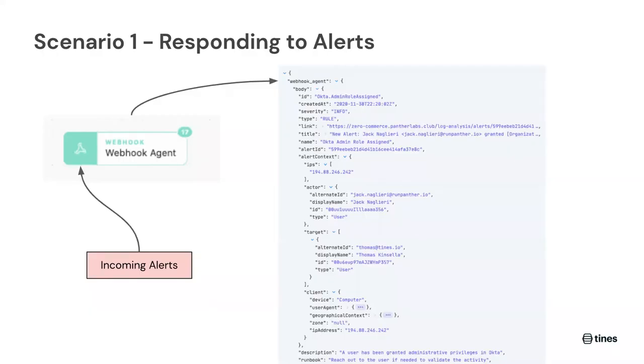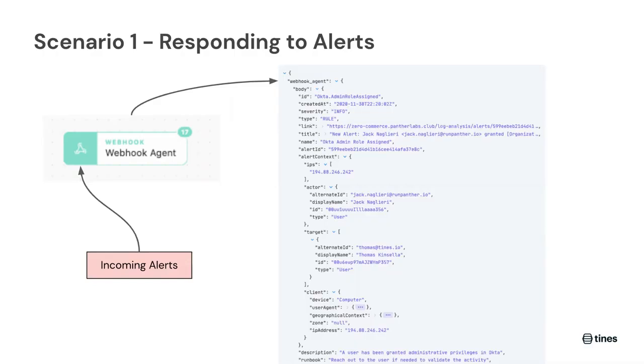If Jack says no, you might do things like lock Jack's Okta account. You'd definitely page on call. You may try to block that IP address in your firewalls or block that IP address from Okta, and you update your case, etc. That's the manual steps. And if you look at the information that Panther has sent to Tines, we have a huge amount of information that we can already have to make a decision on this.